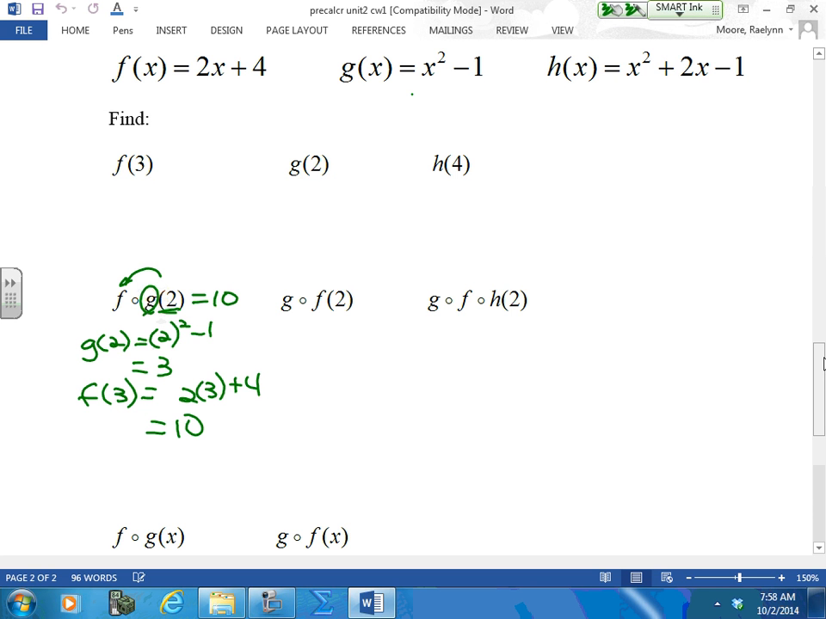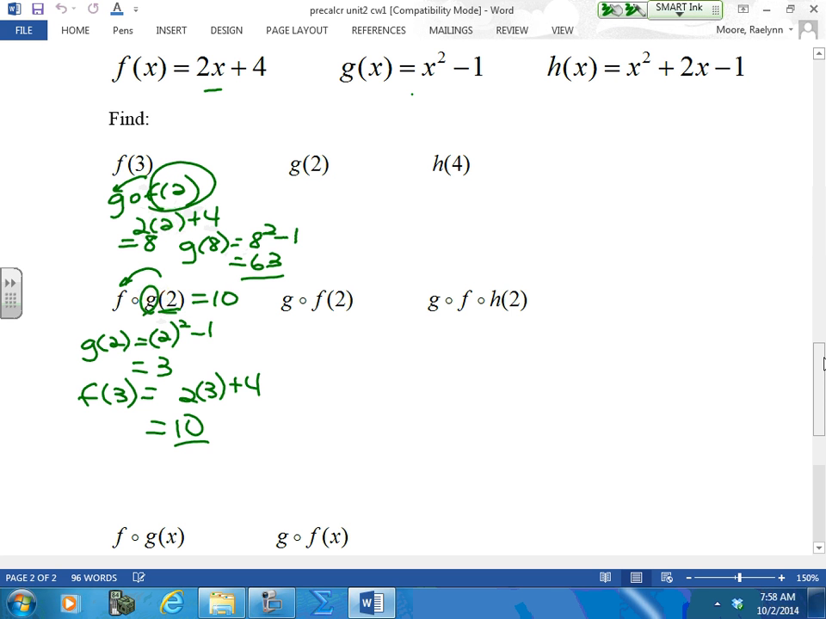Now these are not commutative. I can't switch this around. If I did G of F of 2, it shouldn't come out to be the same. I'm going to do the F first, unless they're inverses, and we'll talk about that in a little bit. I'm going to put this into F first. This is going to give me 4 plus 4, 8. And I'm going to plug this into my G. So 64 minus 1, 63.